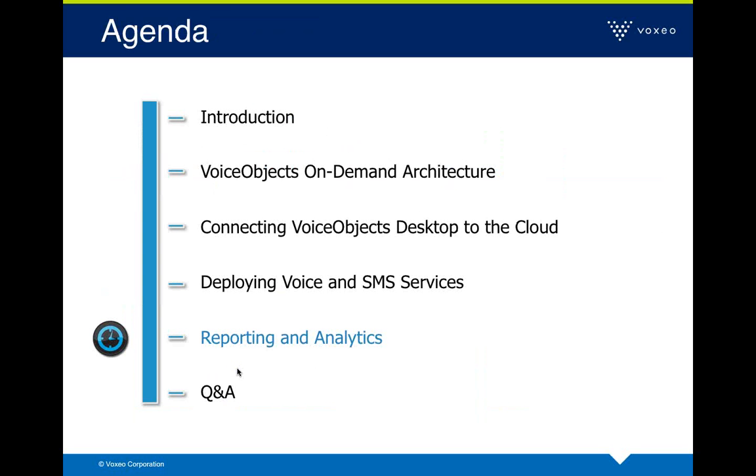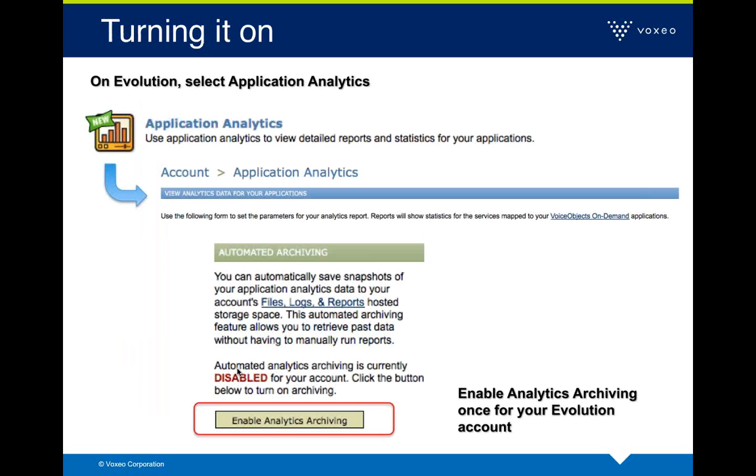Now, the last thing I want to talk about here is reporting and analytics. So let's have a look at what kind of access to reporting you have with VoiceObjects on Demand. First of all, you need to actively turn it on. So in Evolution, there is a new category, and you see that because it says new, called Application Analytics. You need to click on that, and it brings you to that section.